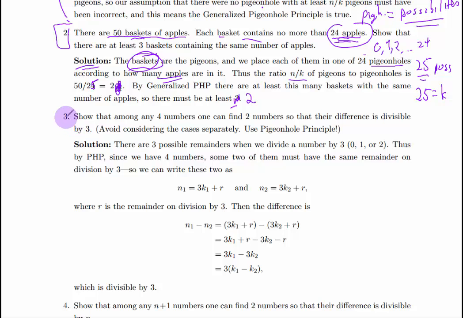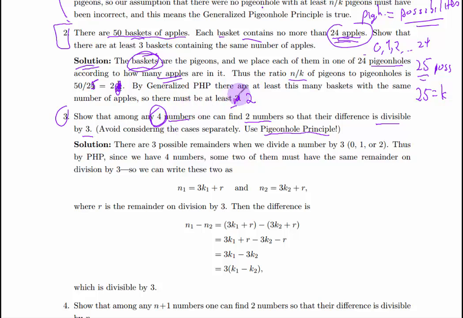All right, so let's go on to the next one. Show that among any 4 numbers, one can find 2 numbers so that their difference is divisible by 3. Well, let's use the pigeonhole principle. Now here it seems kind of confusing because you're talking about 2 numbers, taking their difference. Where are the pigeonholes? It's clear we have 4 pigeons. But what are the pigeonholes that we're fitting them in?